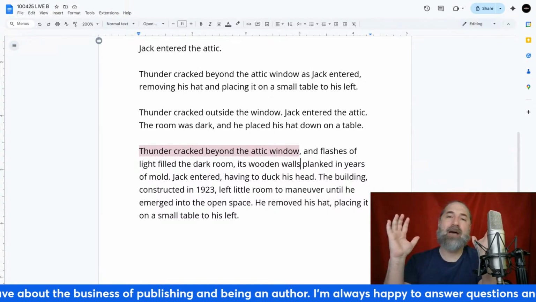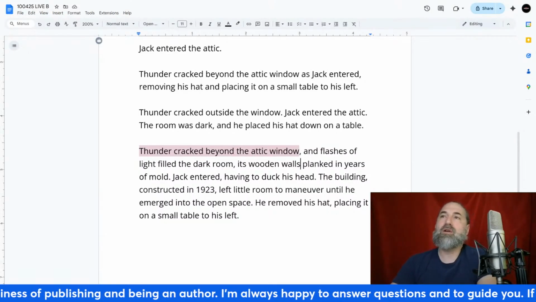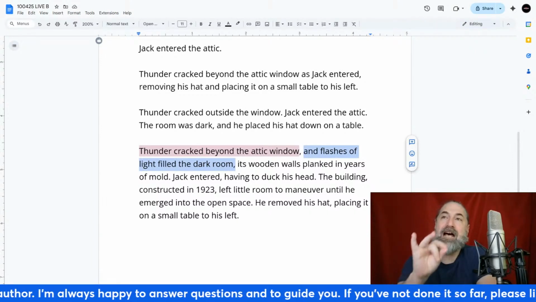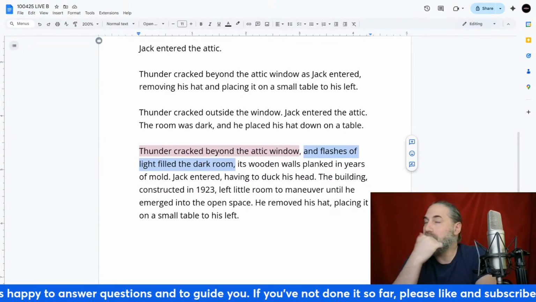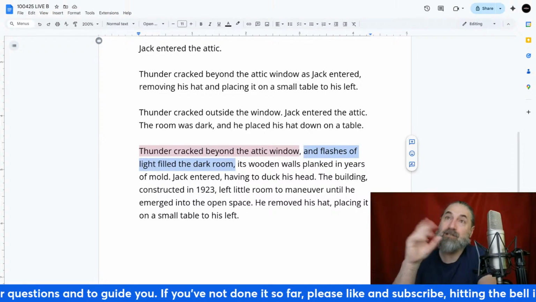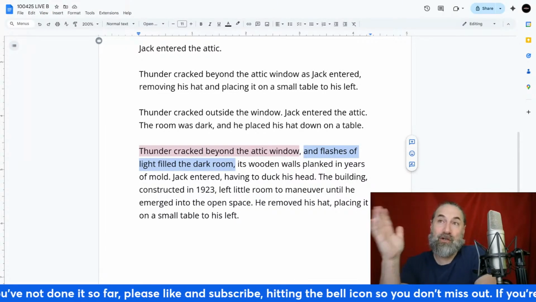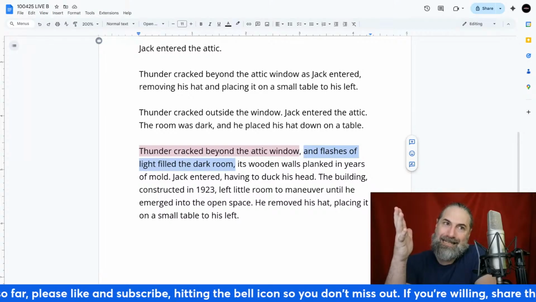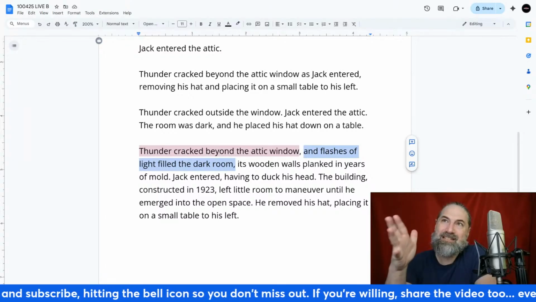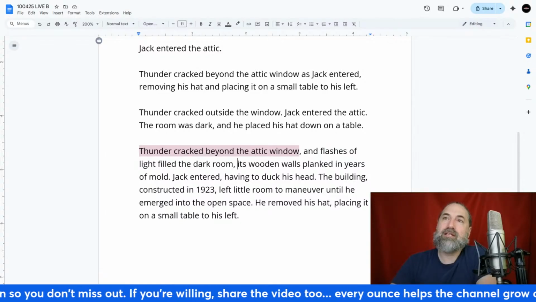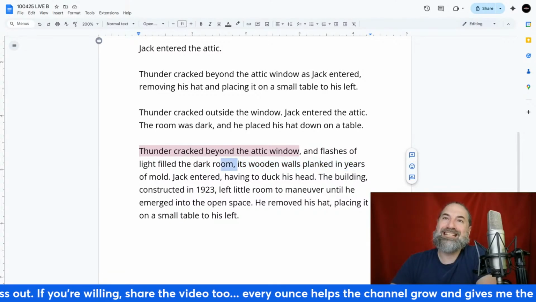So thunder cracked beyond the attic room, the window. This does all the atmospheric work we need. So this is just adding extra work. By chance it is logical narrative movement in the sense that and flashes of light filled the dark room. It technically is logical narrative movement, but it is also an aside because now we're just going deeper into its wooden walls planked in years of mold.